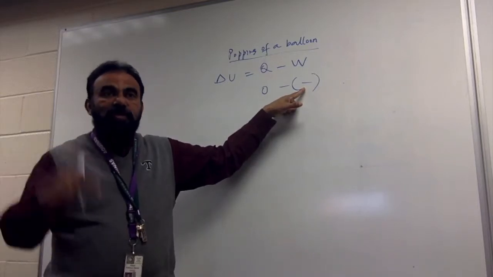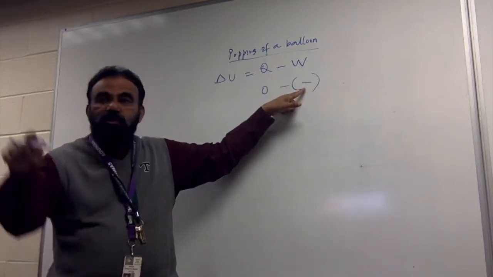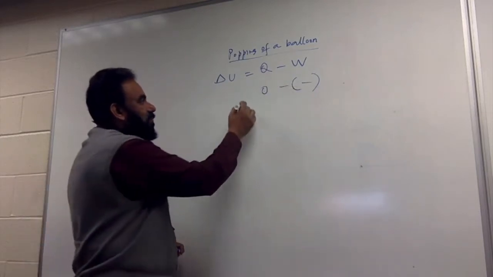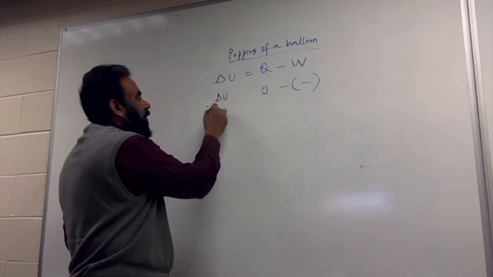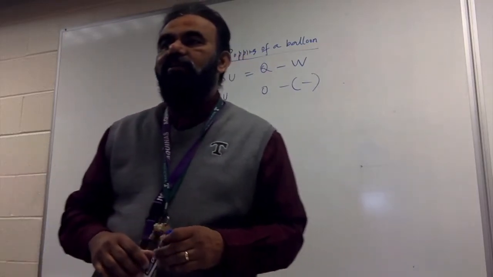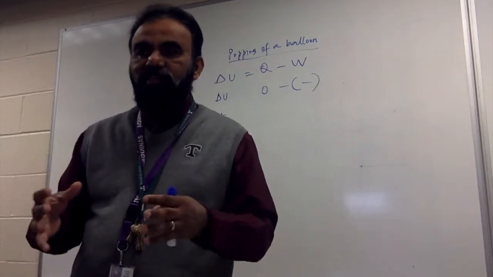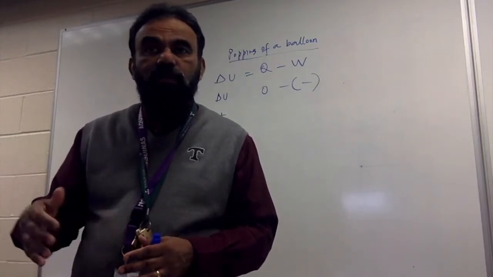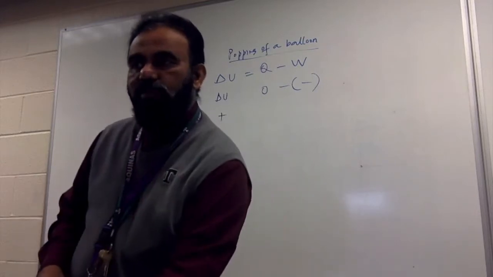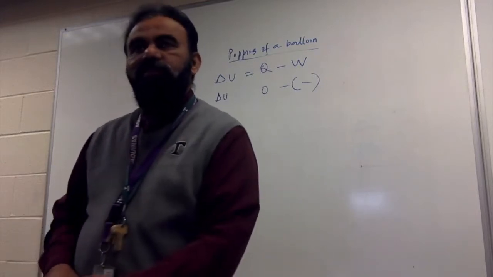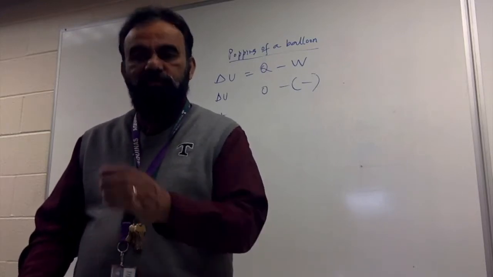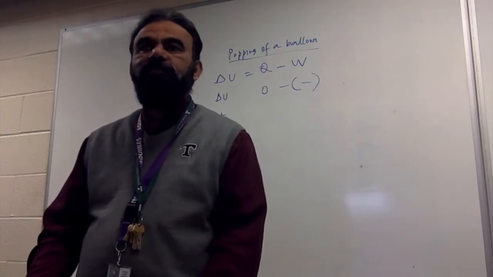The bicycle pump is not doing the work, but you are doing work on it. So that's negative. So negative times negative, positive. So delta U is going to be positive. And what does it mean? Delta U positive implies that the bicycle pump should go warmer. Have you felt it? After you pump, feel the bottom of the bicycle pump, it'll be hot. The bicycle pump will be hot at the bottom.